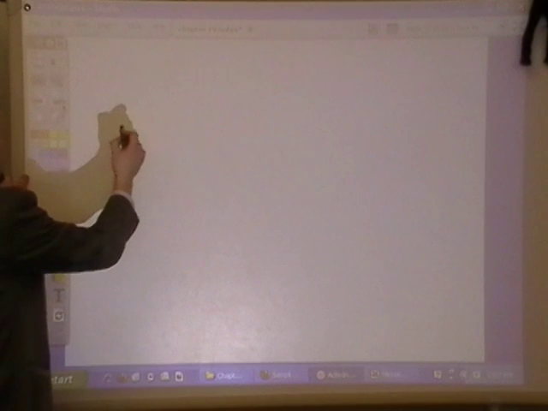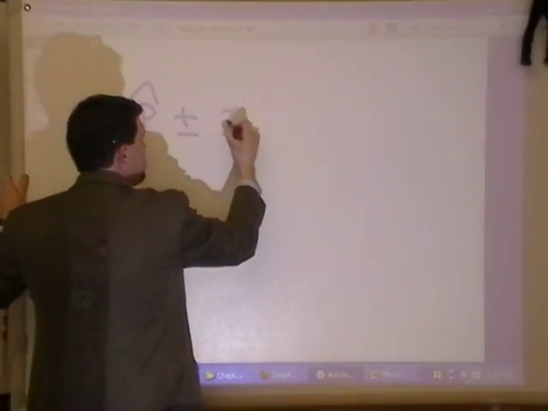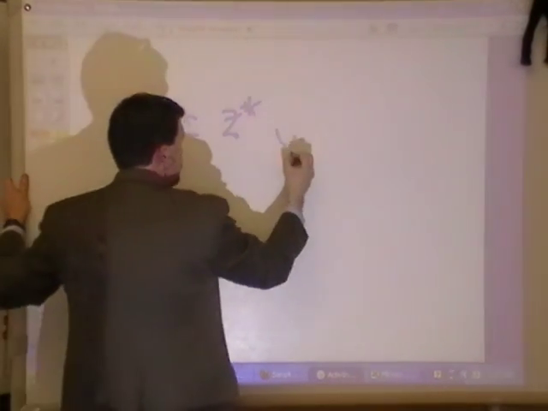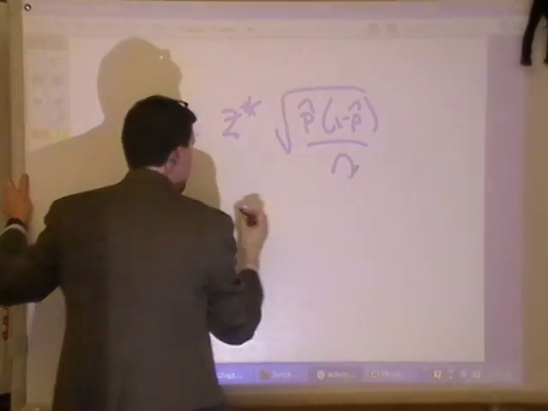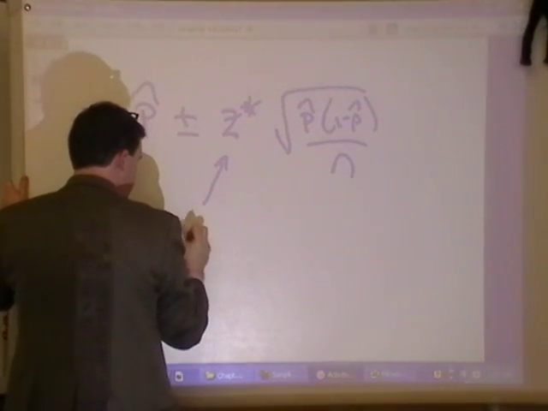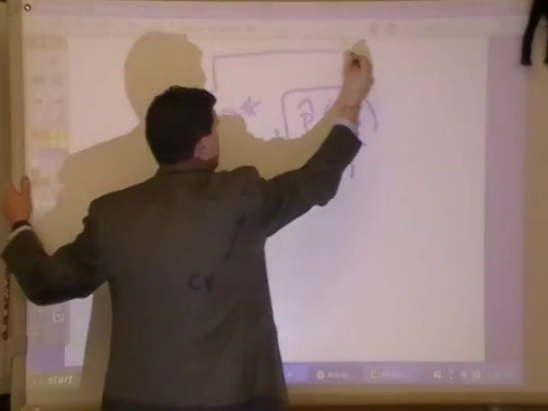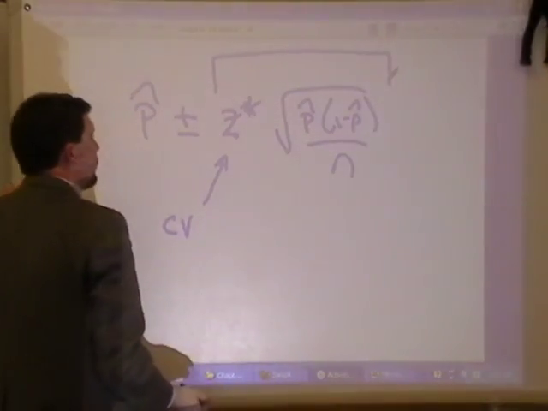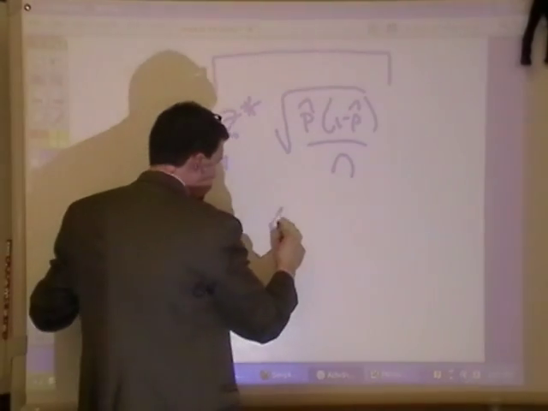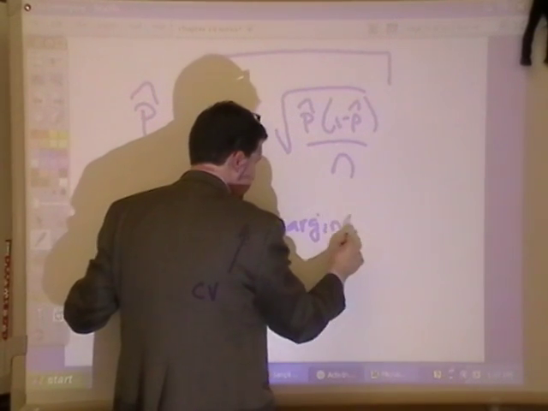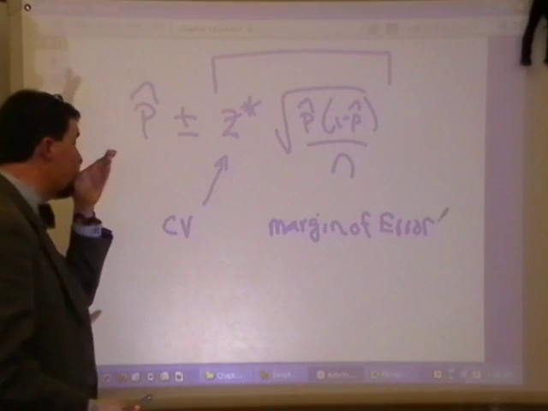All right, so looking again: P hat plus or minus, and I'm going to call this Z star, times the square root of P hat times 1 minus P hat over N. So this is the critical value. This entire thing right here, that value that you add and subtract, is called your margin of error. And that's big. Margin of error, big name.